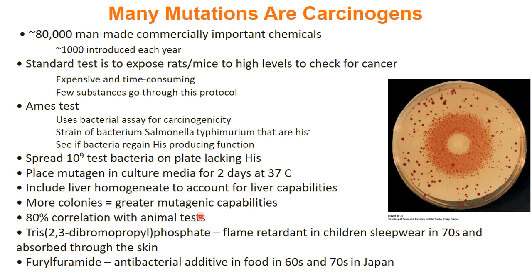And just to show you what the Ames test has found, tris-2,3-dibromopropyl phosphate was a flame retardant in sleepwear in the 70s that gets absorbed by the skin. Through doing the Ames test, we found, oh, that's a carcinogen. Maybe we shouldn't have that in kids' clothes. And furylfuramide was an antibacterial additive in food in the 60s and 70s in Japan. We did the Ames test, found that it was a carcinogen, and so we no longer use it because it can cause cancer.